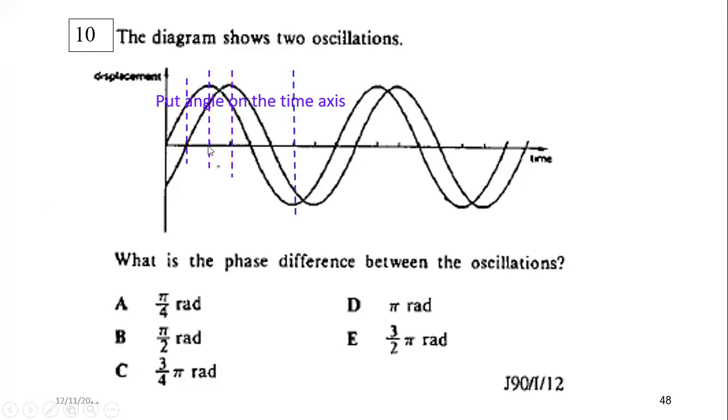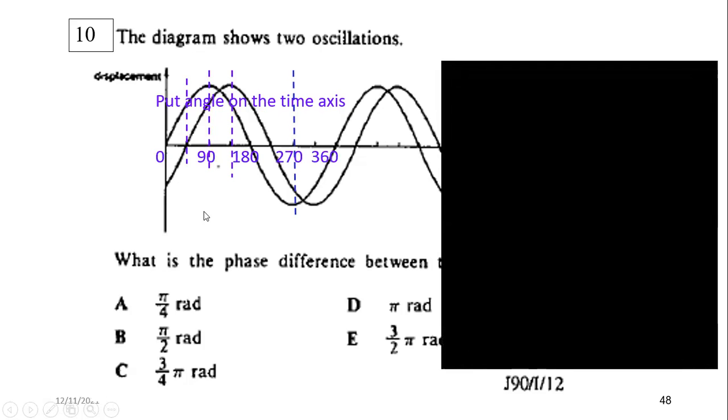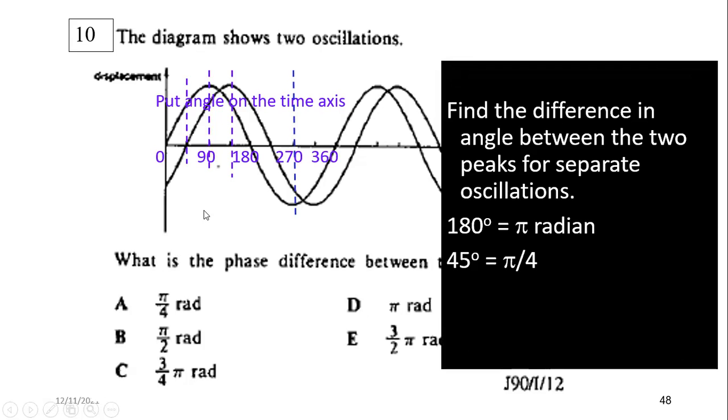Okay, so if this is 90, then this one will be 45. 45 is pi over 4. Sorry, just now I read wrongly. This is 90, and 90 is pi over 2 here. So pi over 4 will be here. Answer is A. Okay. Are you with me?